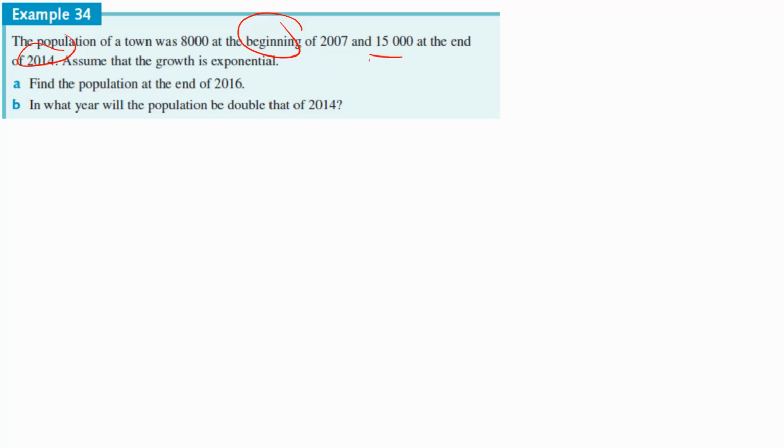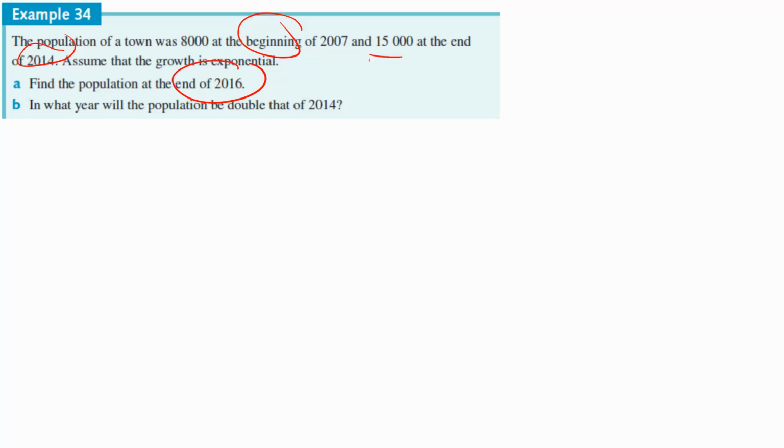So when it says find the population at the end of 2016, I want you to think about why it's the beginning and the word end. Because it's a key fact for question 2. It says in what year, so you're trying to find time now, and it says the population doubles that of 2014. But the end and beginning, I want you to think about it.